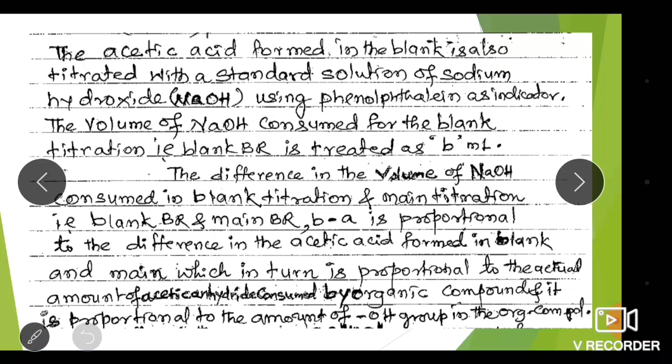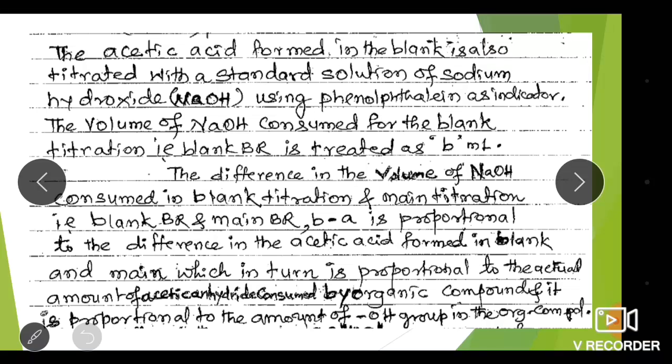The acetic acid formed in the blank titration is also titrated with standard sodium hydroxide solution using phenolphthalein as an indicator. The volume of NaOH consumed for the blank titration, the blank burette reading, is treated as B mL. The difference in the volume of NaOH consumed in the blank titration and the main (sample) titration, B minus A, is proportional to the difference in acetic acid formed in the blank and main, which in turn is proportional to the actual amount of acetic anhydride consumed by the organic compound, and it is proportional to the amount of OH group in the organic compound.